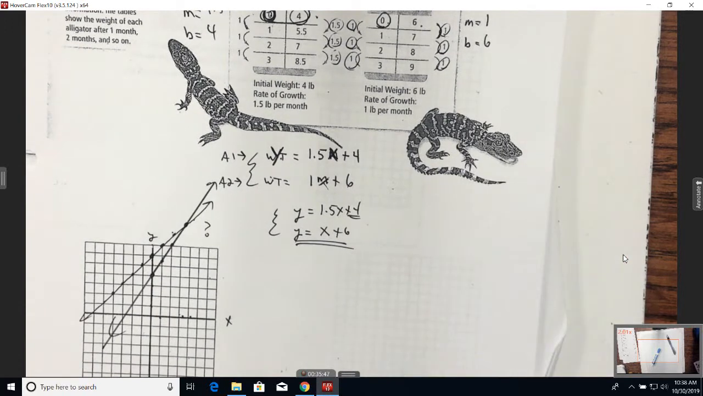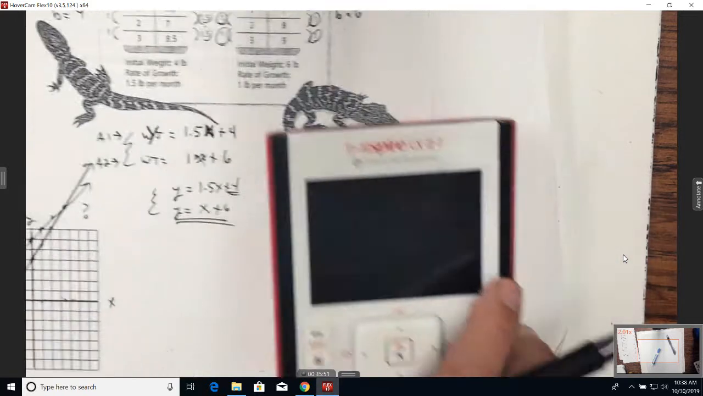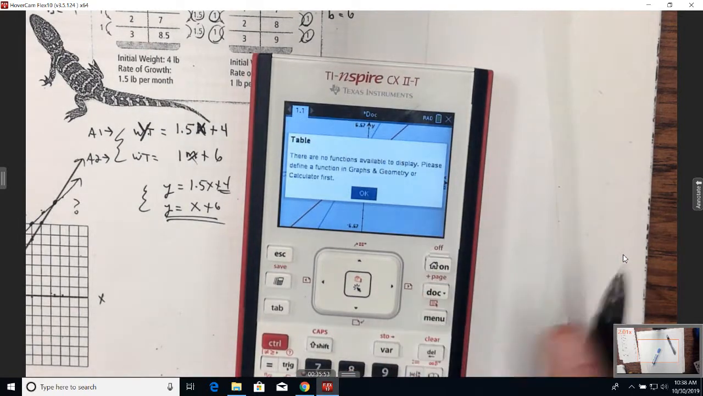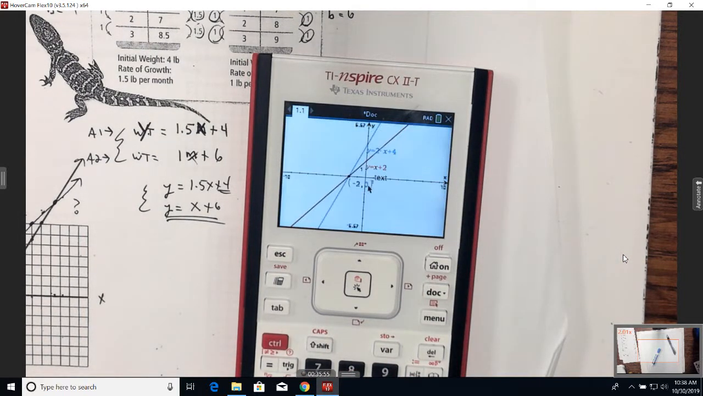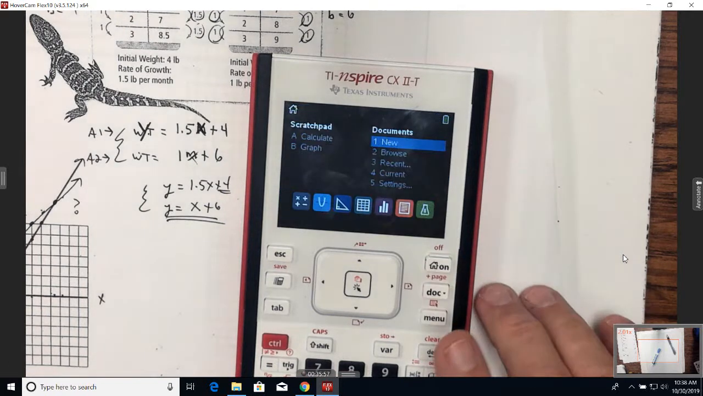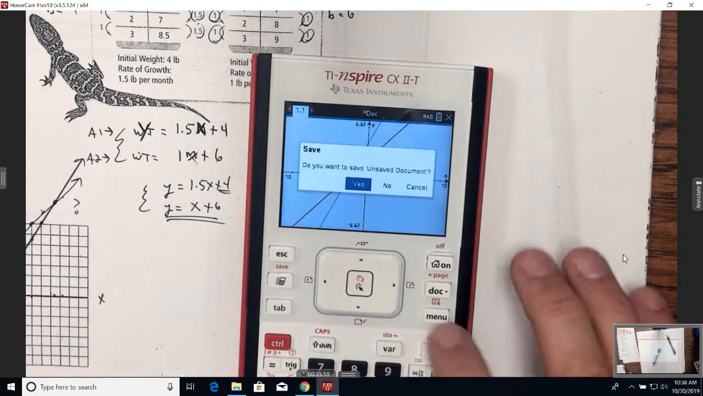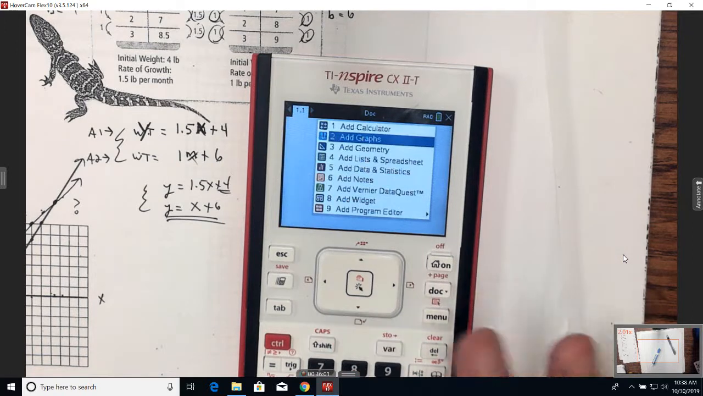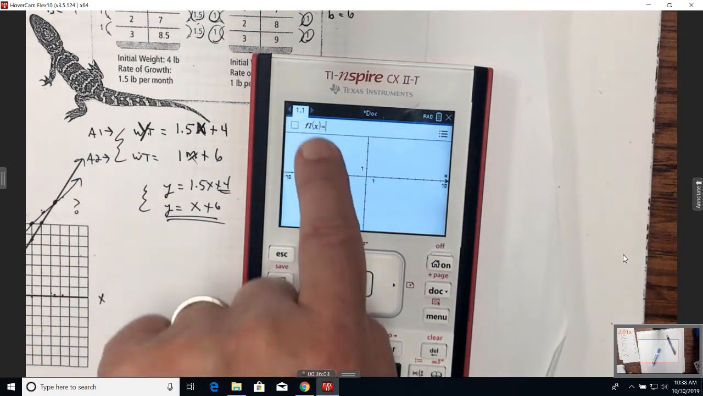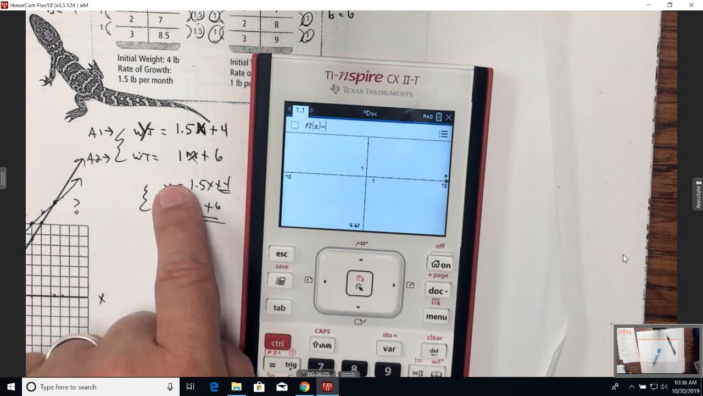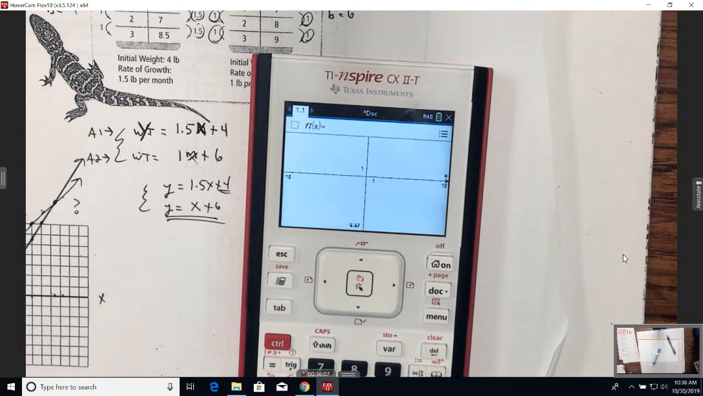If it goes outside of my graph, I could do a different scale and regraph it, or couldn't I just plug it in my calculator? All right, so let's go to our home screen. New document. Don't save my last one. When I add this graph, do I want to graph this in function notation or should I graph it as a relation? Y'all tell me.